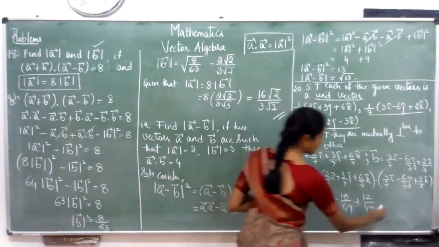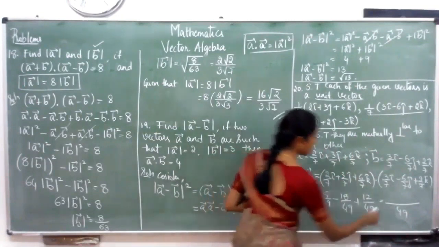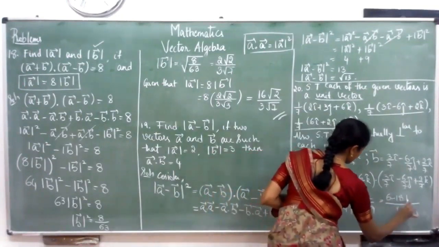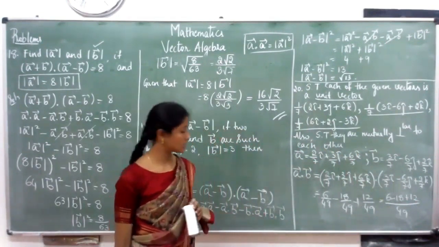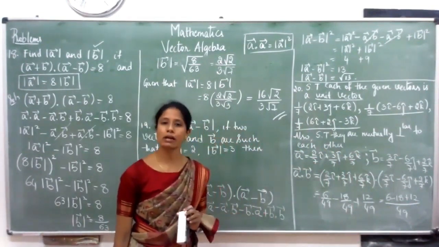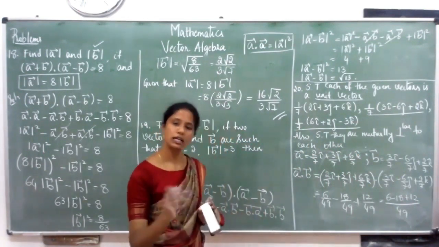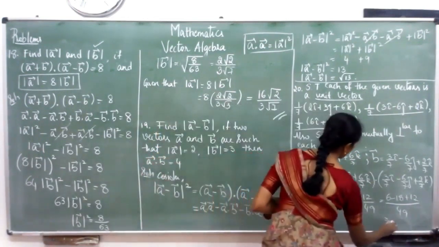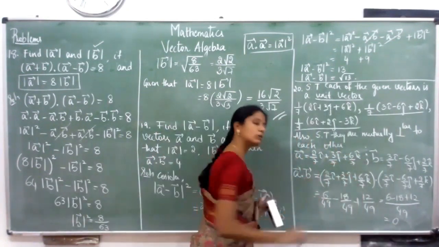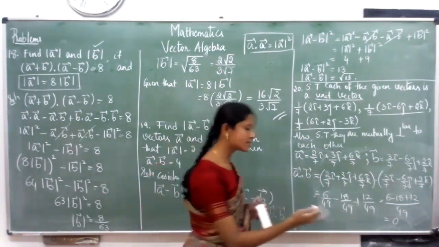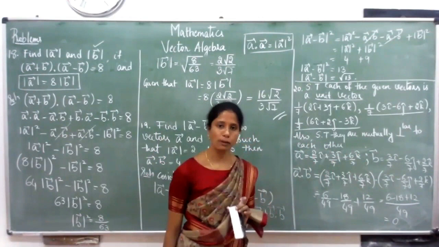So what is the LCM here? Again, the LCM is 49. So if we simplify, 6 minus 18 plus 12. What is 6 minus 18? It is minus 12. So minus 12 plus 12 is 0. So 0 by 49 is equal to 0. So we got the dot product between vector A and vector B as 0. So I can conclude that these two vectors are perpendicular.